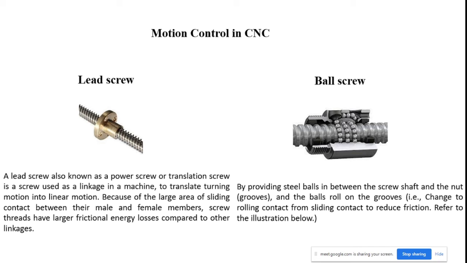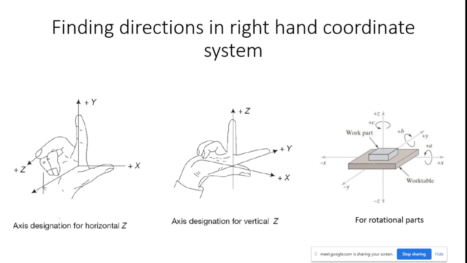Okay, from this we can achieve the smooth movement of machine axis. And then you should be aware of how we can identify the directions in a CNC machine. There are two systems followed, which is the right hand coordinate system.